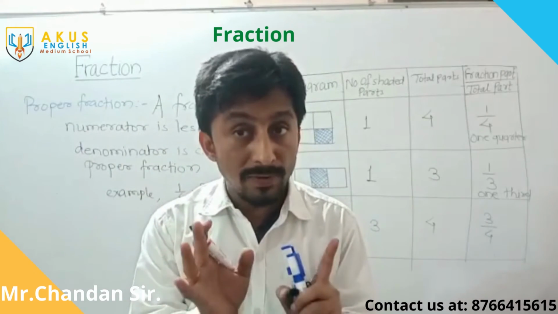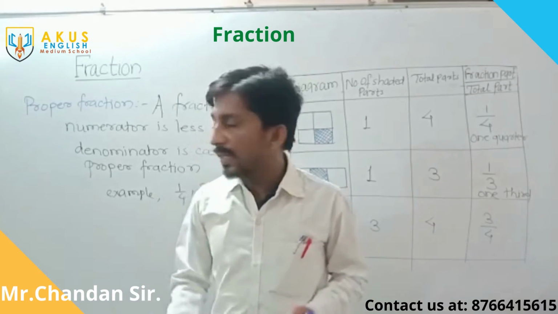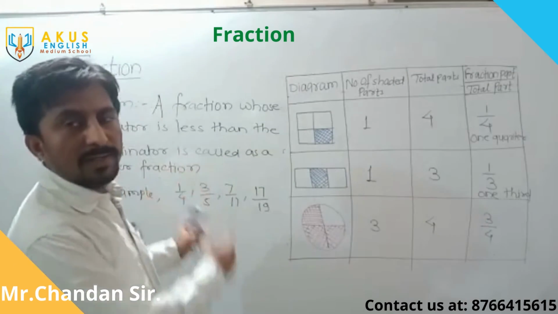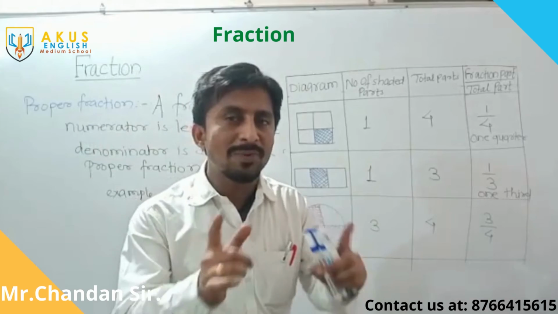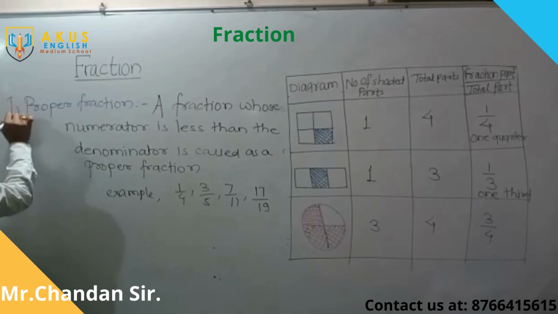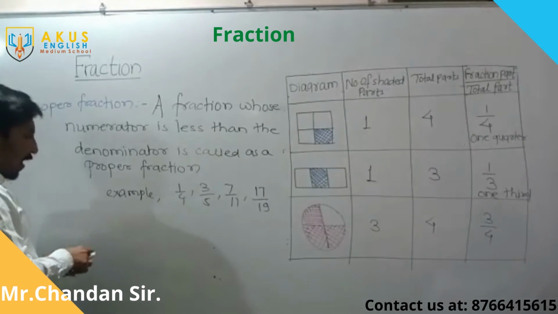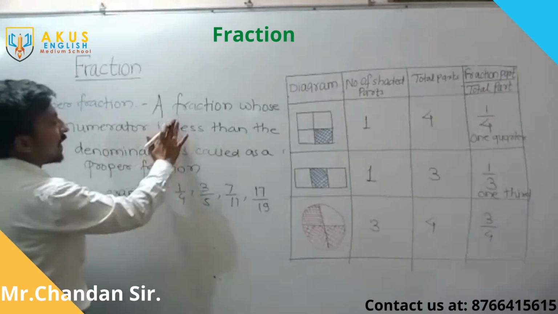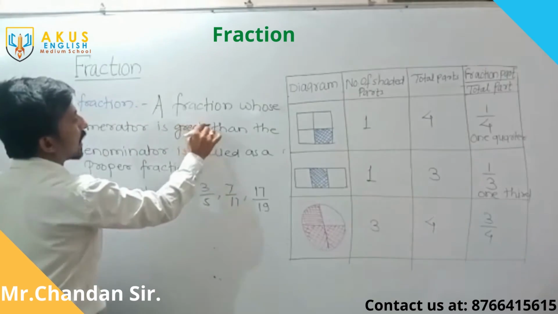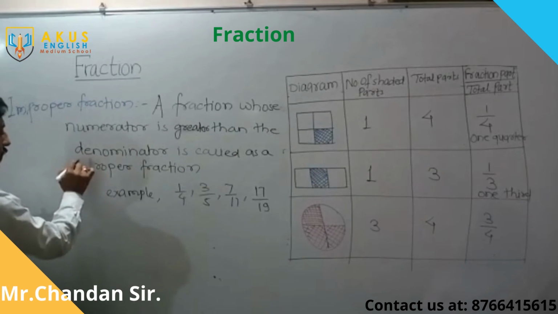If you know the definition of proper fraction, you can define improper fraction. What will be an improper fraction then? Very simple. Just see, I will make a little change in this definition and it will become the definition of improper fraction. I will add here an I, and this is a small p. Improper fraction. A fraction whose numerator is greater than, instead of less than, the denominator is called an improper fraction.